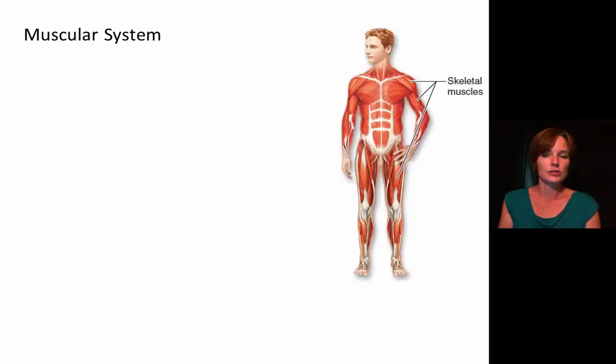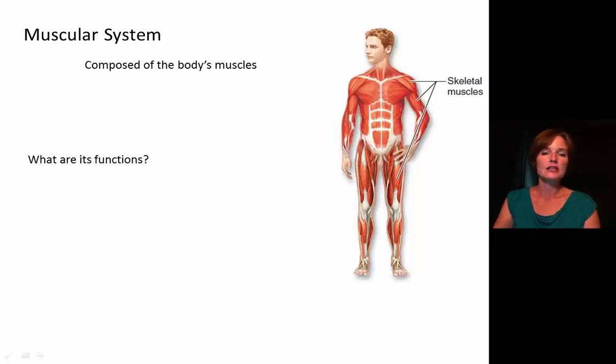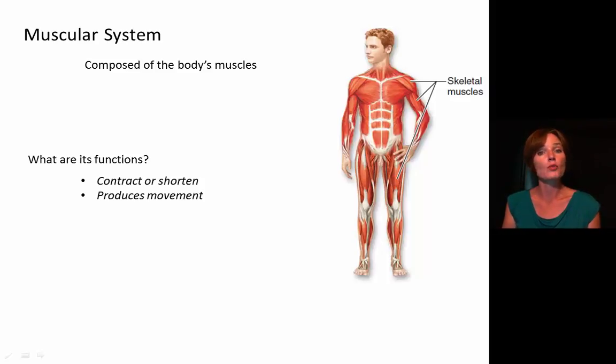The next system is the muscular system. The muscular system is basically made up of the body's muscles. We have lots of different muscles, some very large, some very tiny, and the functions of the muscular system, they are going to contract and shorten. Each muscle is contracting and shortening, and when they contract and shorten, the end result of that is going to be that they produce movement. So we are able to move our various appendages to respond to the environment in ways that are necessary, depending on what that environment happens to be.